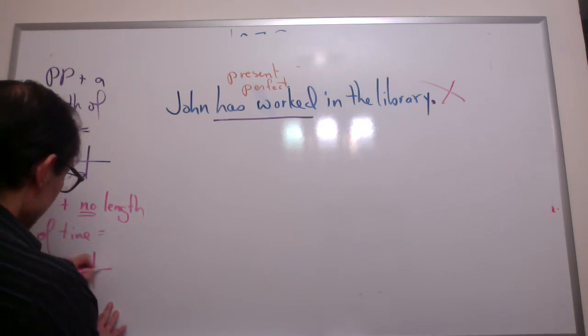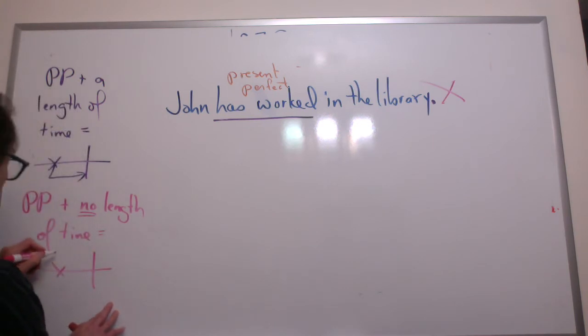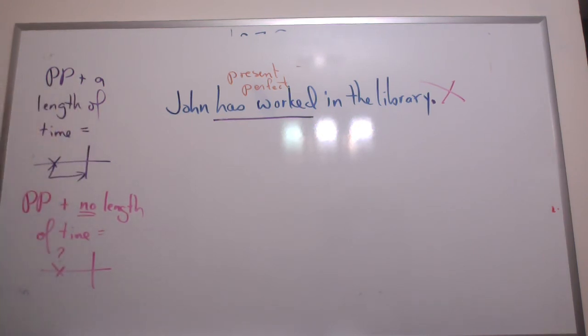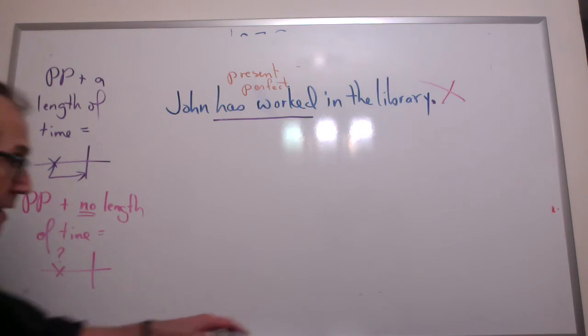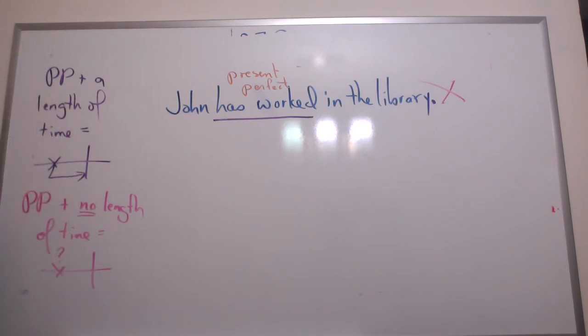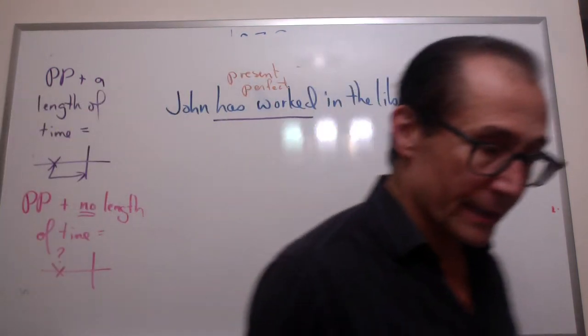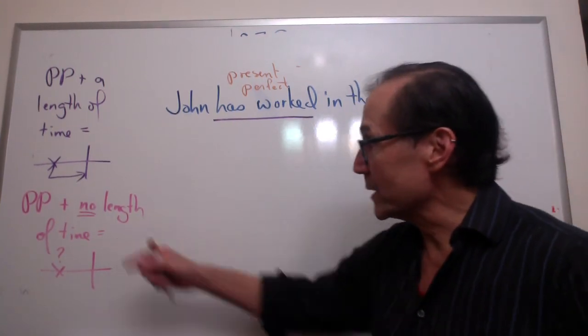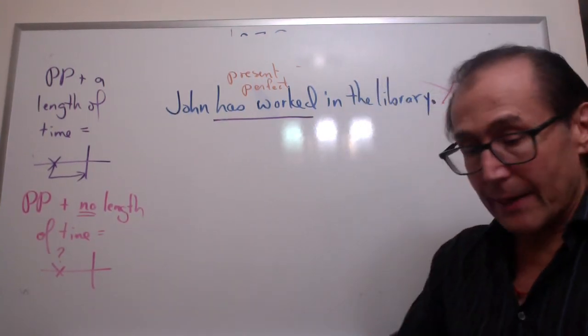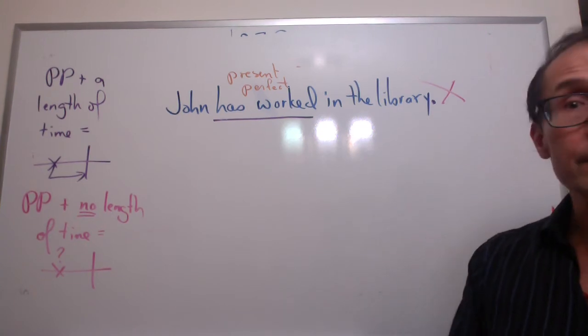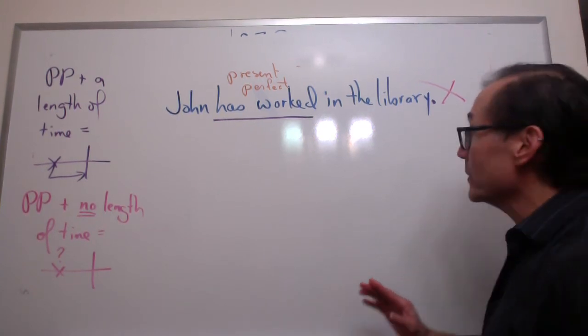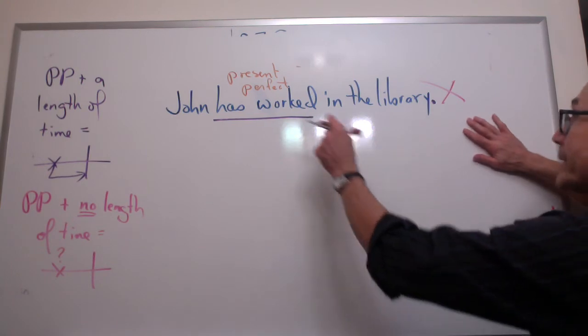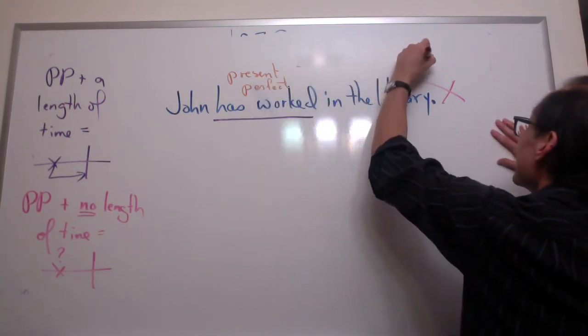Okay? So, you might remember, present perfect plus no length of time equals it happened in the past, but the time is not clear. So if I use present perfect and no length of time, it means it happened in the past, but the time is not clear, and it's finished in the past. It doesn't continue until now. So present perfect with no length of time means it happened in the past, the time is not clear, it doesn't continue until now. So John has worked in the library. I see I have present perfect and no length of time.